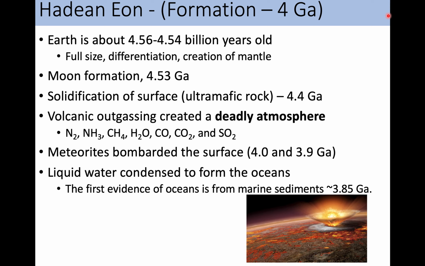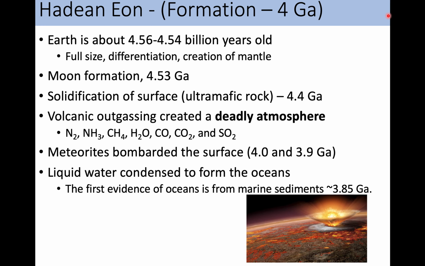So Earth is about 4.5 billion years old. This is when the Earth formed to its full size, how it is now. It started to differentiate. If you remember, that means all of the heavy materials fell to the center. So we have our heaviest materials in our core and the lightest materials in our crust. And we had the creation of the mantle during this time.